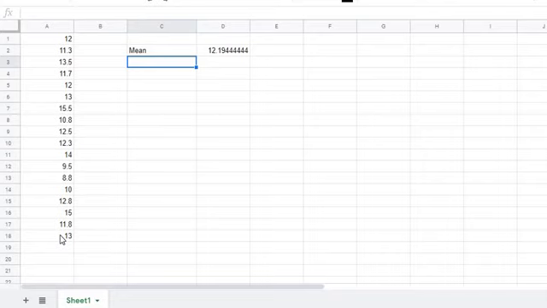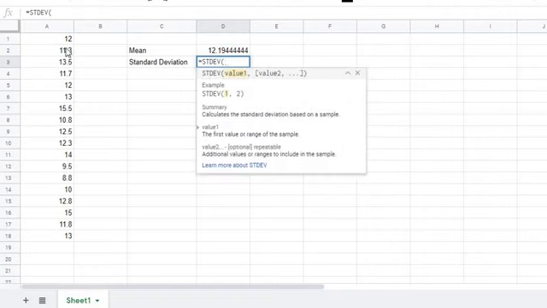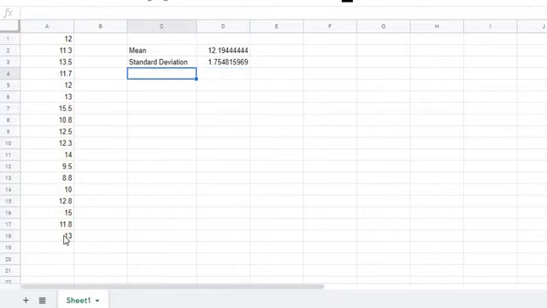Next, let's calculate the standard deviation. In the cell that you want your standard deviation, type in equals, and then STDEV, standard deviation, and then we're going to highlight our data. So we've calculated the mean, now we've calculated the standard deviation.